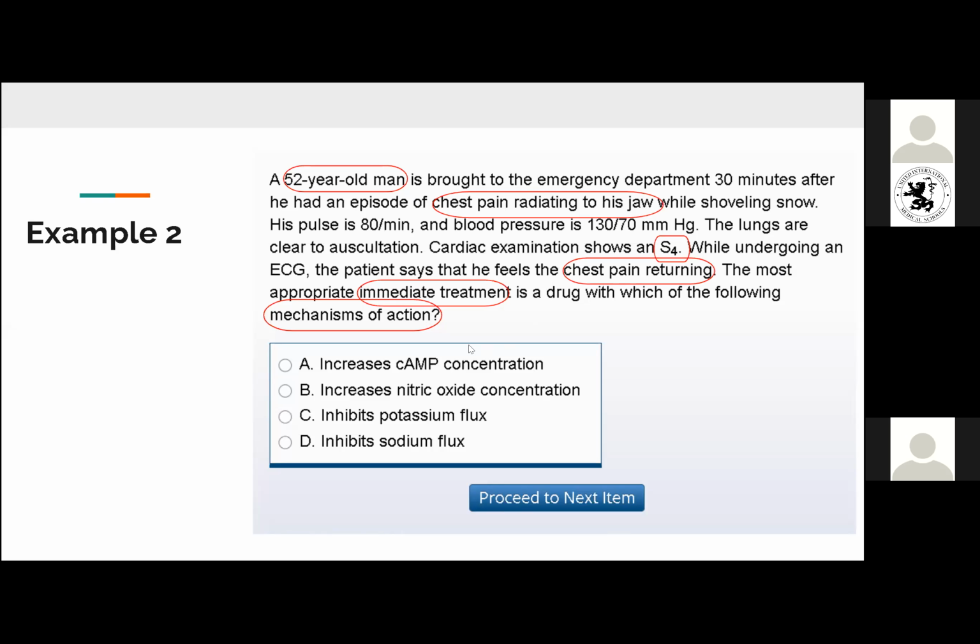And then the main complaint of this patient is that right now he's having chest pain. The chest pain is returning. So then they're asking you the most appropriate immediate treatment. So you should already know what the most important immediate treatment is for someone with returning chest pain. And then not only are they asking you what the drug is, they're also asking you about the mechanism of action of this drug. So this is a several step question. They're not just asking you a specific direct question, but you have to jump through several hoops in order to reach the answer. So let me check the chat to see if anyone has answered this correctly.